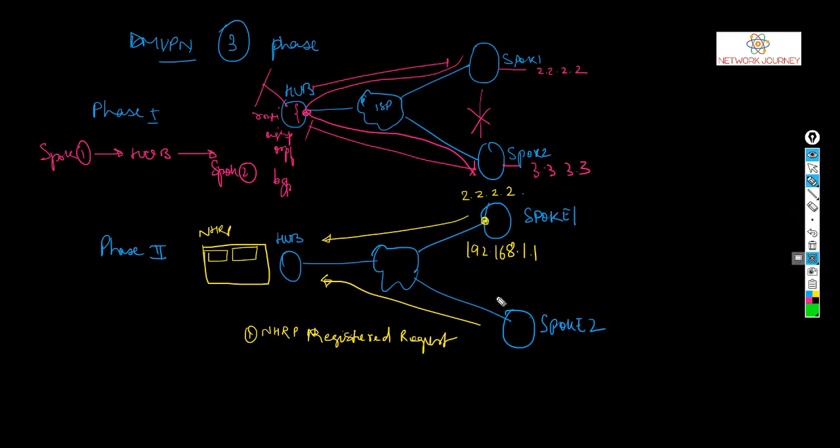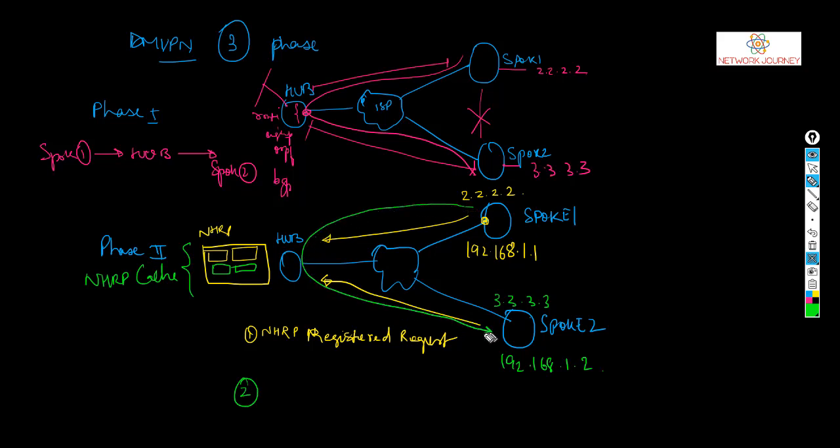Similarly, let's say over here I have 3.3.3.3 and the private is 192.168.2.1. That will be stored here. This is called the NHRP cache table. So the first step is registration: all your spokes will register with the hub. The second step is when spoke 1 wants to communicate to spoke 2, but spoke 1 doesn't know the public IP of spoke 2. So spoke 1 is going to send something called an NHRP resolution request.